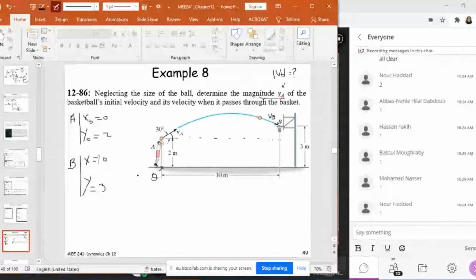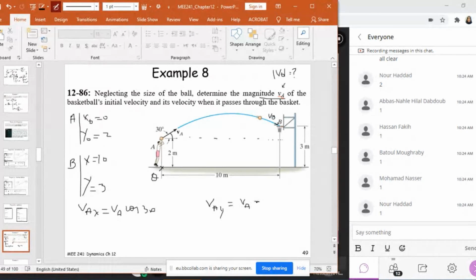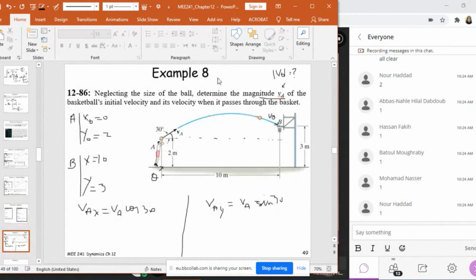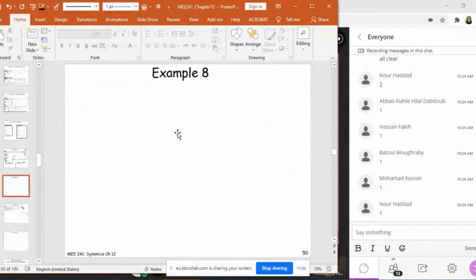All right? Now, what are the other inputs? I know that VAX is equal to the unknown VA cosine 30 and VAY will be equal to VA, the unknown VA sine 30. All right, guys? Now, this is the horizontal direction, and this is the vertical direction. Now, how should I proceed? In fact, guys, I'm going to go over these equations to find out if I have one equation with one unknown. If not, I should take two equations with two unknowns. All right? So the first part of the question is to find VA in magnitude.